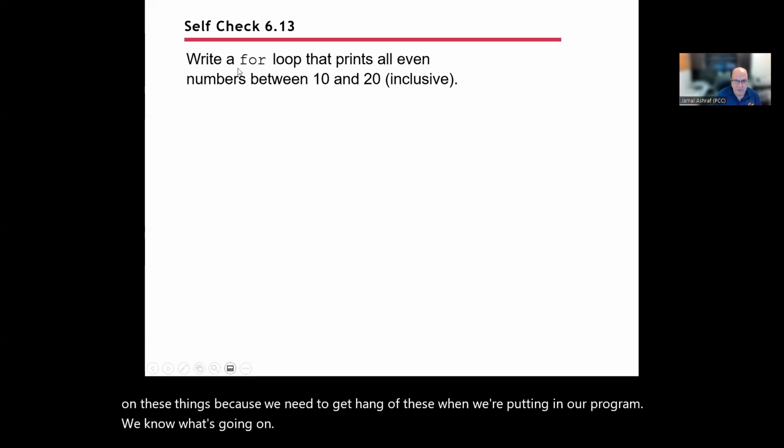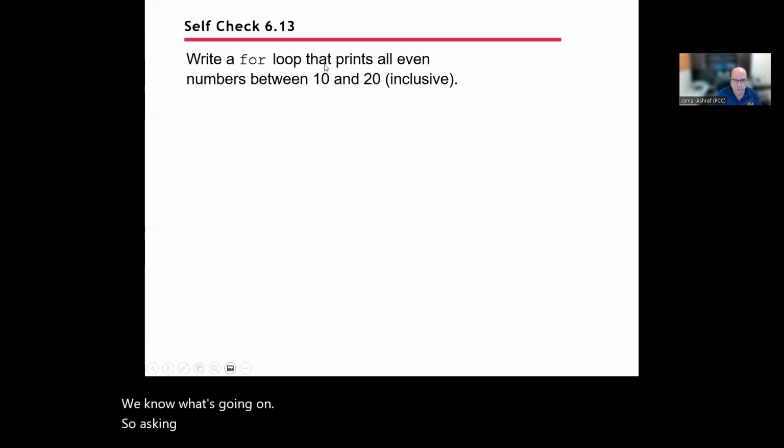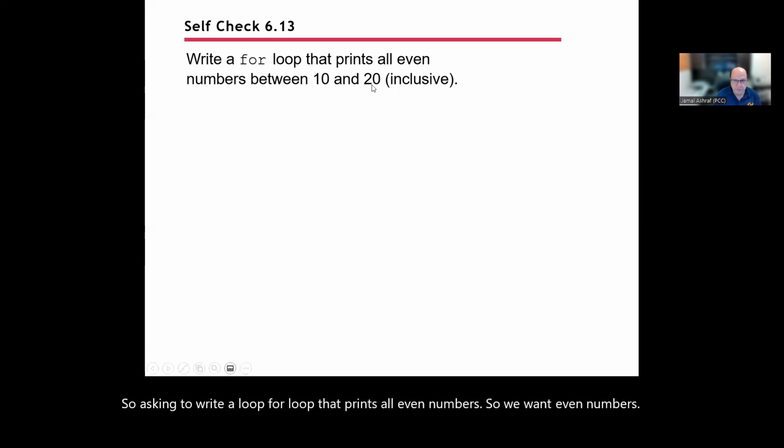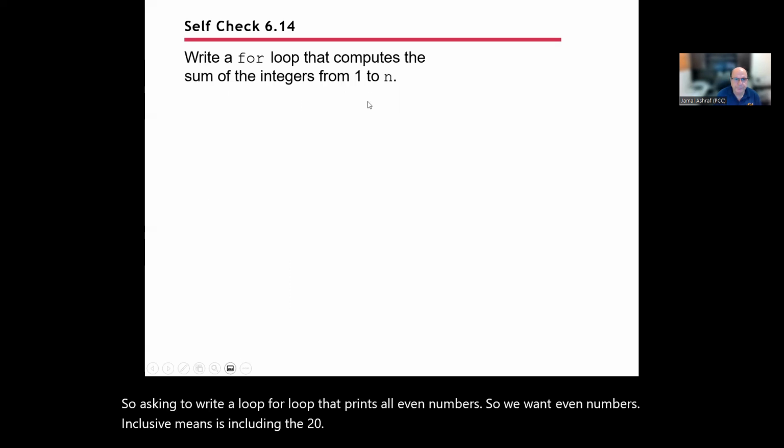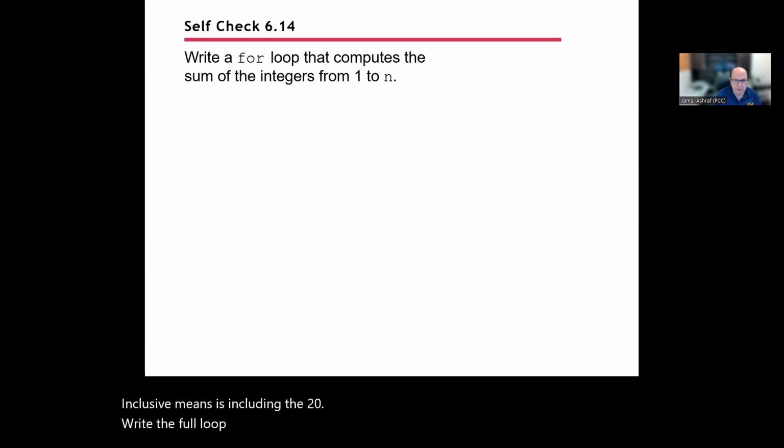We're asked to write a for loop that prints all even numbers. So we want even numbers. Inclusive means it's including the 20. Write a for loop that computes the sum of integers from 1 to n.